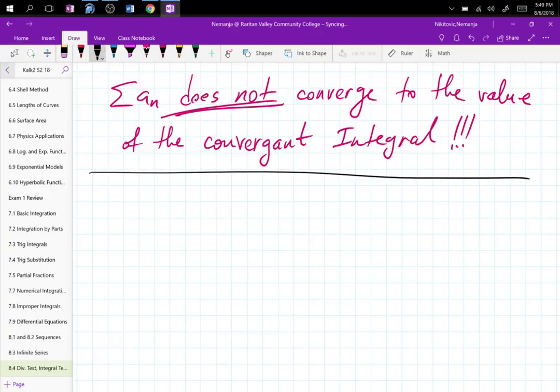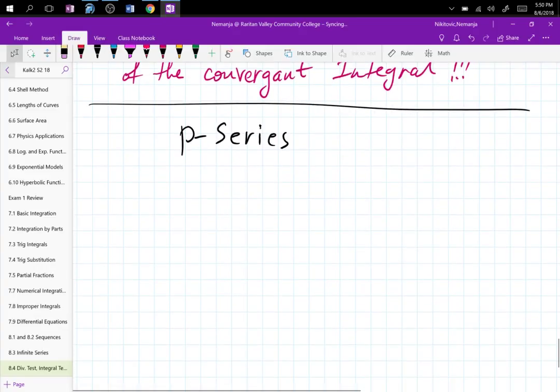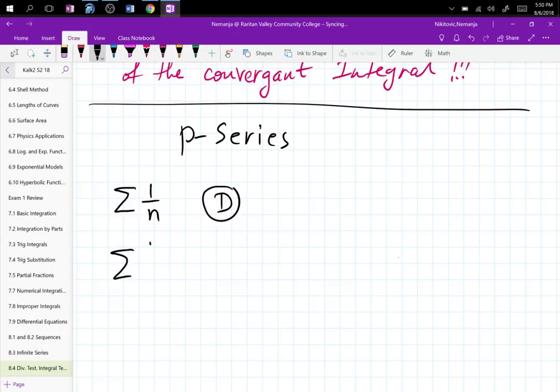But before I go further, guys, I need to go to P-series because these 2 examples are triggering P-series. And then we'll go back to the integral test. So P-series: what I had is summation 1/n, and that was divergent. And then I had summation 1/n², and that was convergent. All right, so these are the 2 problems I just did.